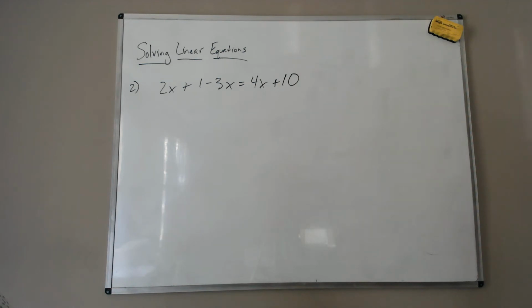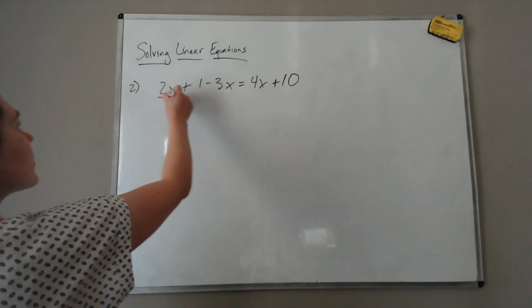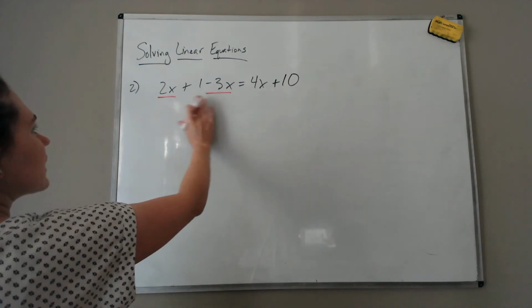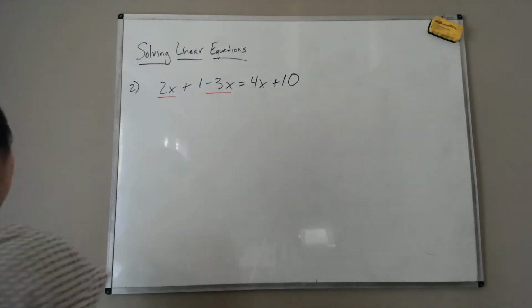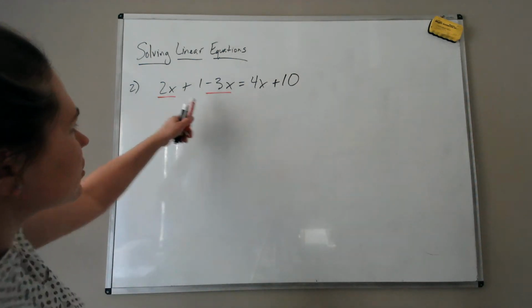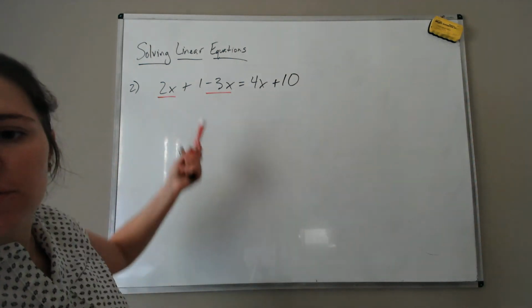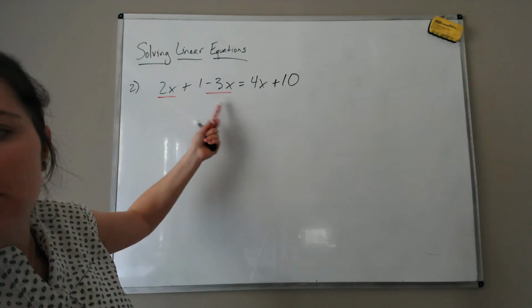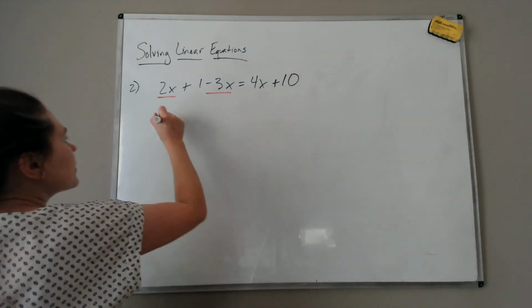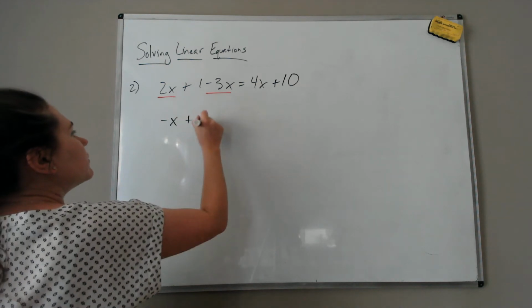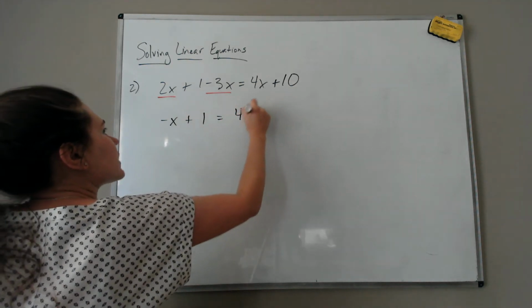Notice we've got a lot going on here. We've got x's on the left that need to be combined, and x's on the right, but we can't just combine them because they're on opposite sides of the equation. So the first thing I want to do is combine the ones on the same side. That's 2x minus 3x, which puts us at negative x plus 1 equals 4x plus 10.